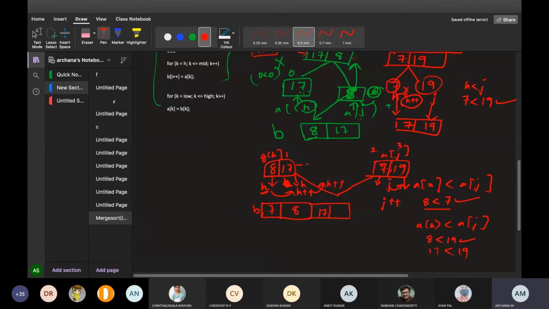Can you increment the value of H? Because no array is here. You cannot increment the value of H. So you cannot do anything now. So whatever the elements remaining here, you have to put directly into this. Understood? Now look here. I have sorted this. This is how that second algorithm will work.